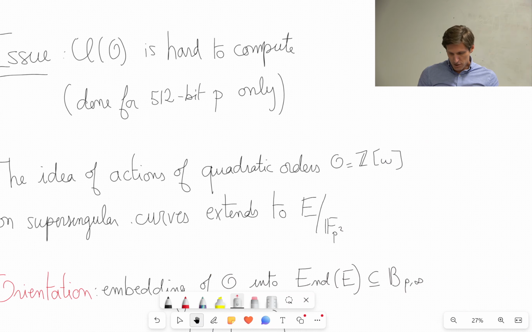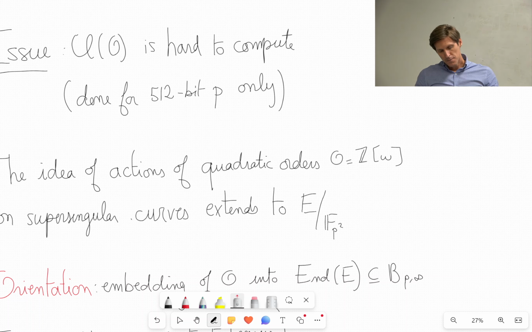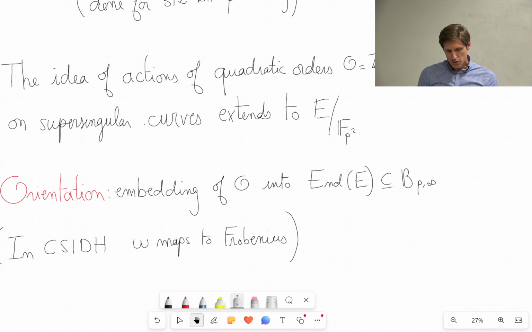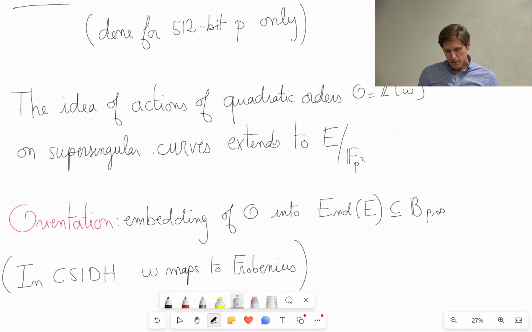Now, I'm not going to say much about that, but there is a way to generalize this whole approach, and it's what people call the orientation of supersingular curves. The idea is to find embeddings of quadratic orders into the endomorphism rings of supersingular curves, and this time not necessarily defined over F_p. Here what we had was we were mapping the generator of our order to the Frobenius.